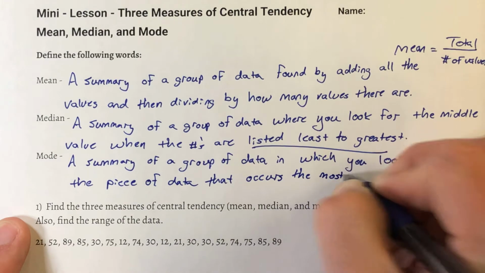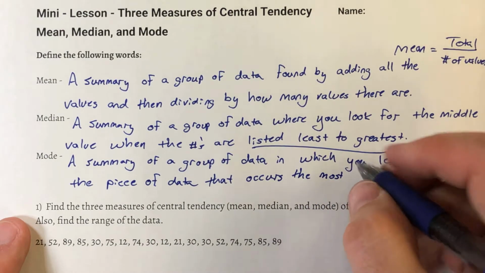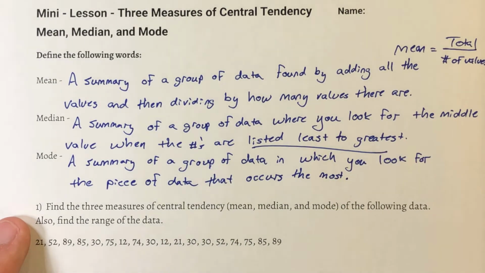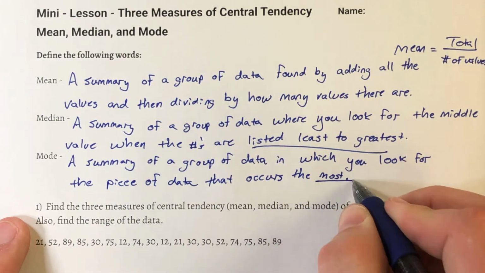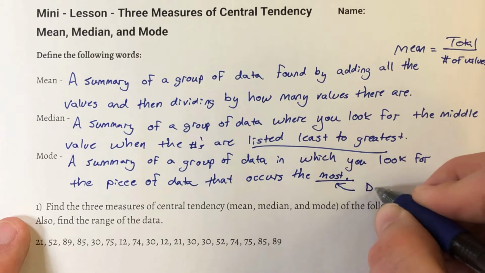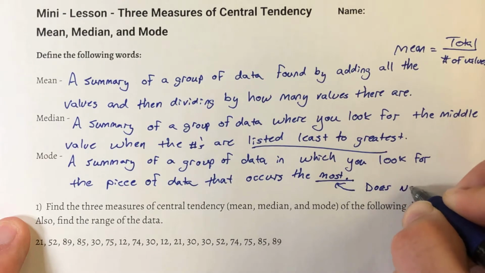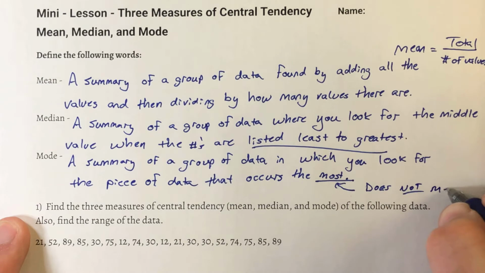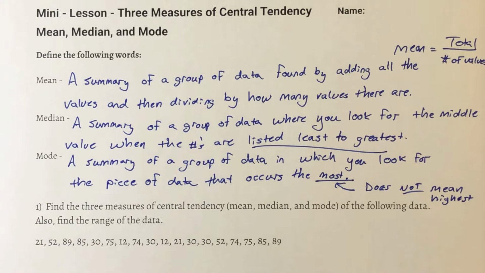And I've touched a little bit on this in previous videos. So it's a thing that happens the most. One important note: most does not mean highest. So we're not looking for the highest number. We're looking for the thing that happens the most. If you see a bunch of zeros and you see more zeros than any other number, 0 is your mode. You're not looking for the highest number.